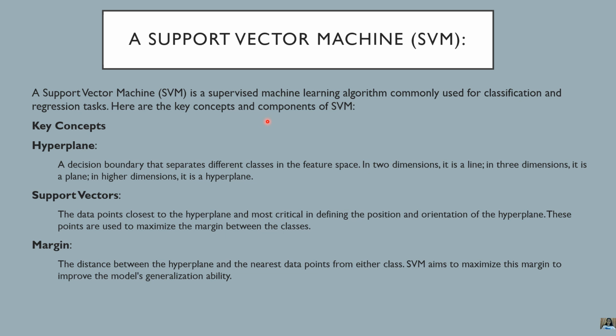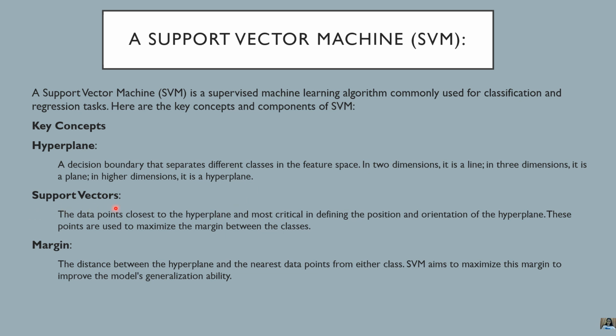Here are the key components and concepts of support vector machines. Those are hyperplane, support vector and margin. The hyperplane is a decision boundary that separates different classes in a feature space. In two dimensions, it is a line. In three dimensions, it is a plane. In higher dimensions, it is a hyperplane. Here you can see that in two dimensions it's a line, in three dimensions it refers to a plane, and in higher dimensions we refer to it as a hyperplane.